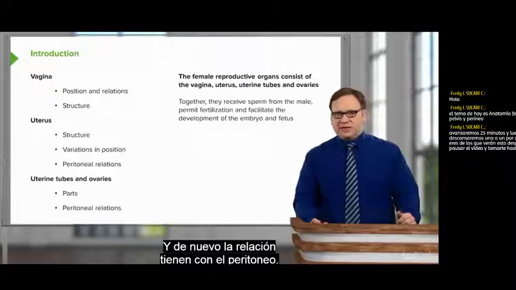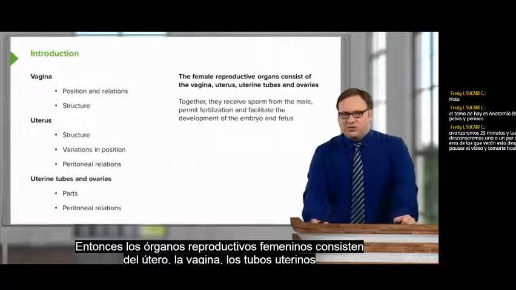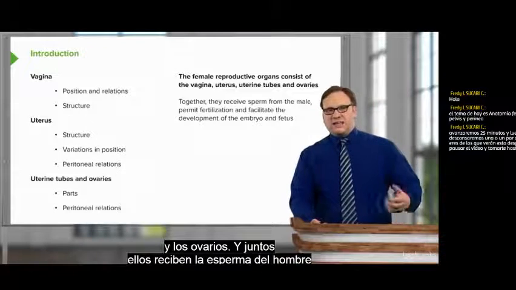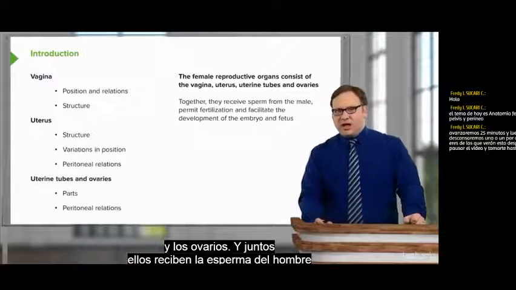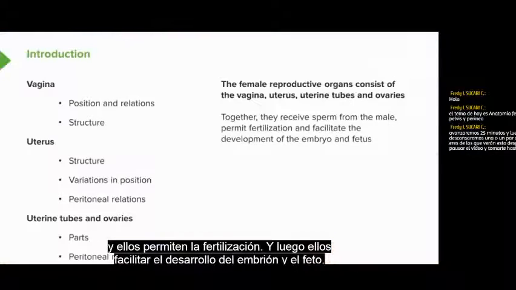And then we'll look at the uterine tubes and the ovaries, their parts, and again the relationship they have with the peritoneum. So the female reproductive organs consist of the uterus, the vagina, uterine tubes, and the ovaries. And together they receive the sperm from the male and they permit fertilization. And then they facilitate the development of the embryo and the fetus.